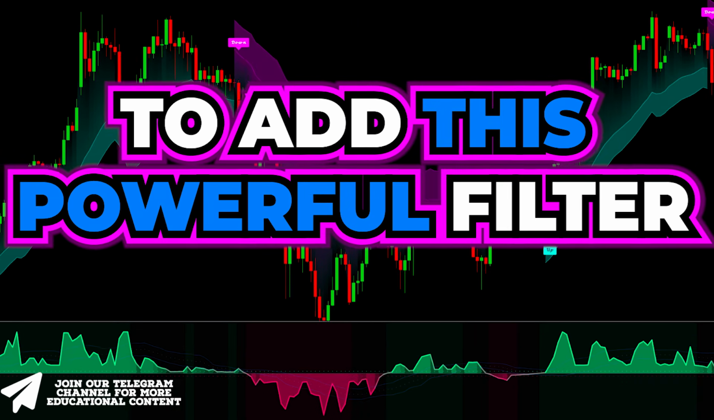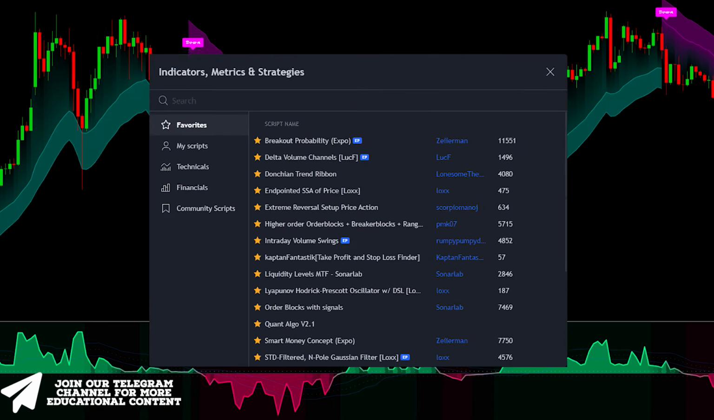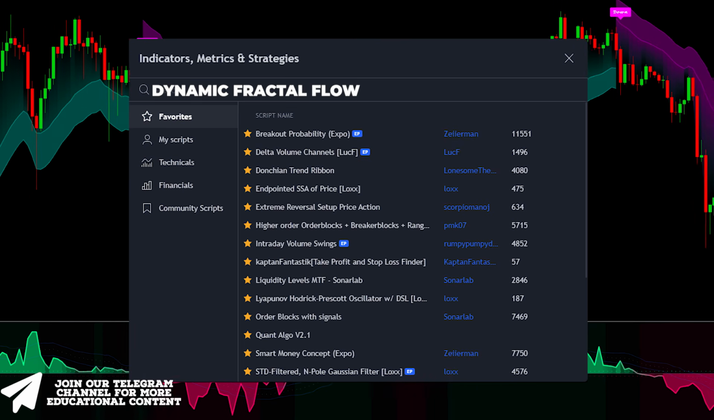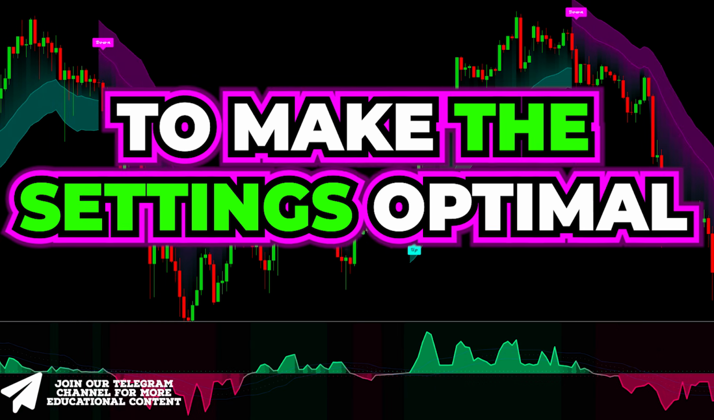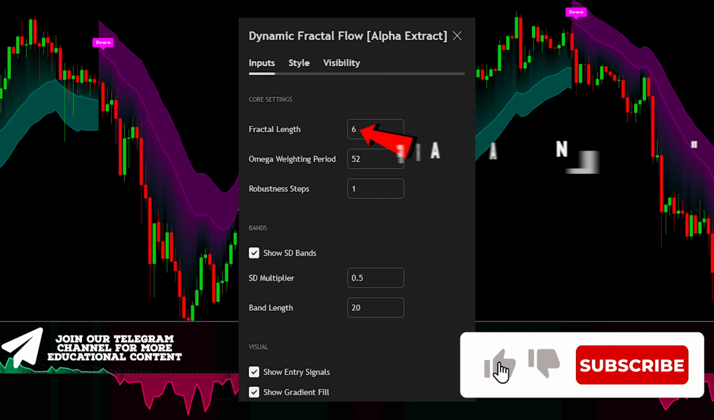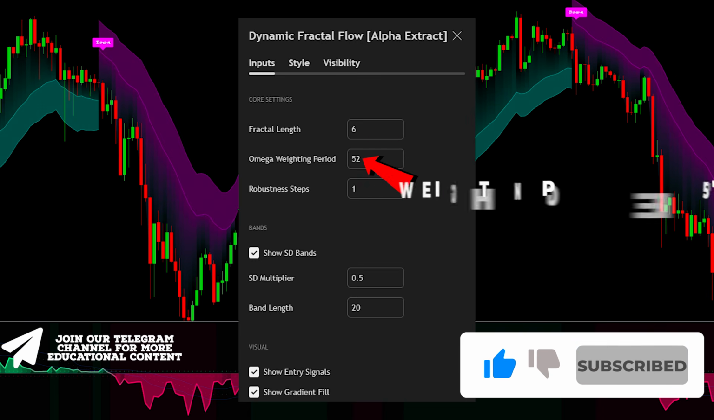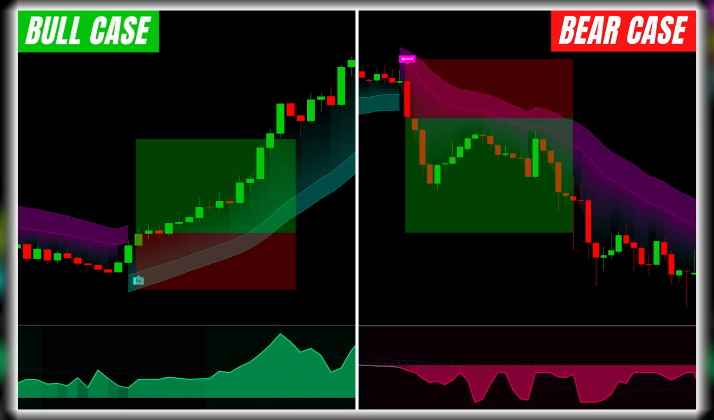To add this powerful filter, open the Indicators tab, type Dynamic Fractal Flow, and select it from the list. To make the settings optimal, change the fractal length to 6 and the waiting period to 52. Here are textbook examples of both long and short trades with stop orders placed below or above the latest swings, while targeting a 1.5 to 1 risk-to-reward ratio.